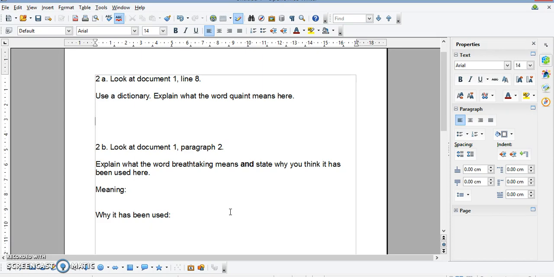The problem is, in English, a word can have many different meanings depending on the context it's in. And those meanings can differ somewhat. So we're going to look at practicing that skill today and in the later activities.